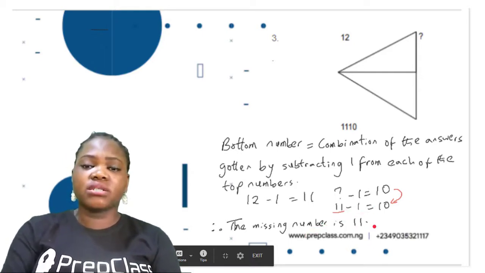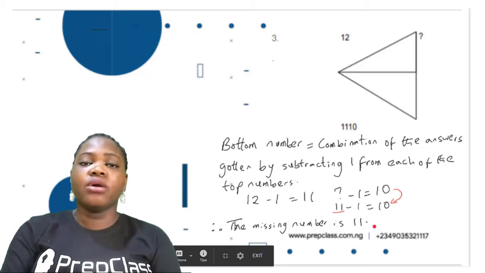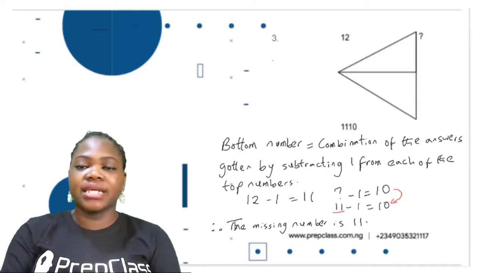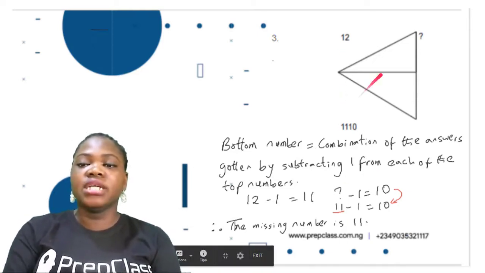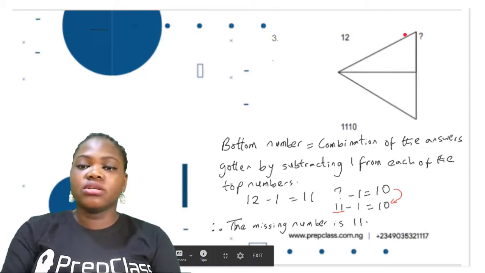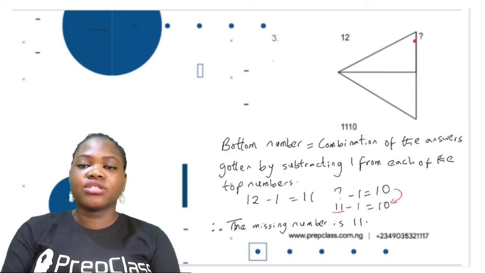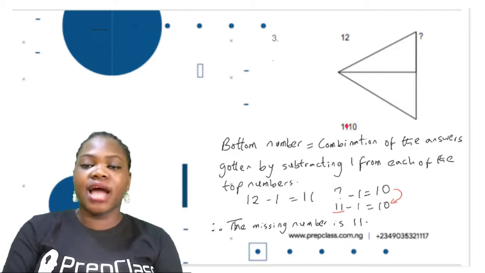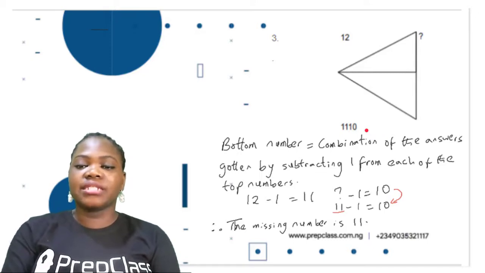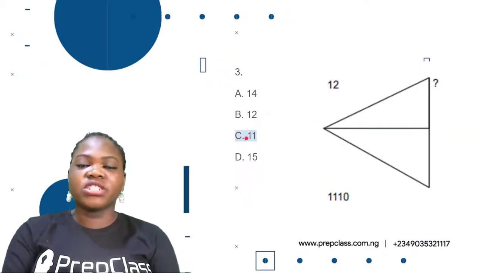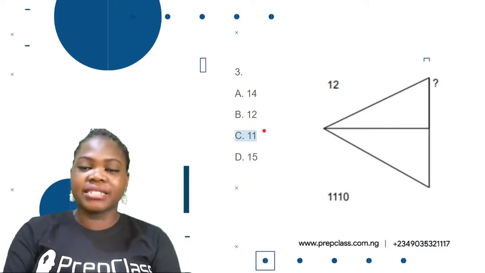Let's check if this is correct. Remember, to get the bottom number, we have to subtract 1 from each of the top numbers and then combine the answers. 12 minus 1 is 11. Then 11 minus 1 is 10. So when we combine 11 and 10 together, we have 1110. So we've been able to get this. Okay, which of the options is correct? Option C is the correct option, 11, because 11 is our answer.